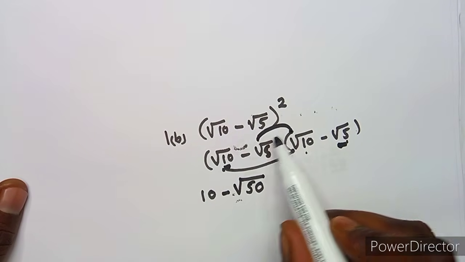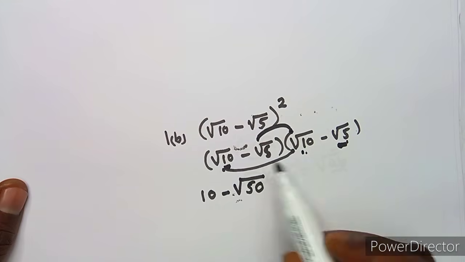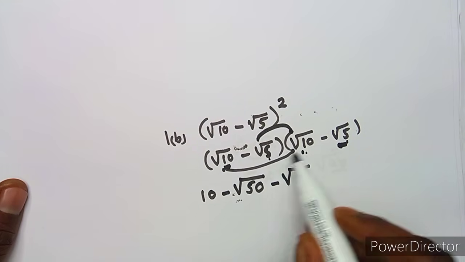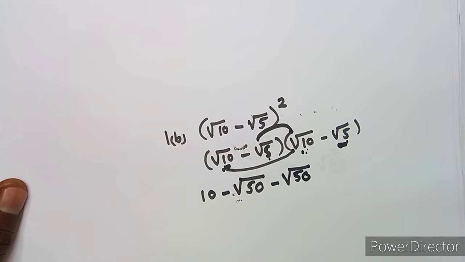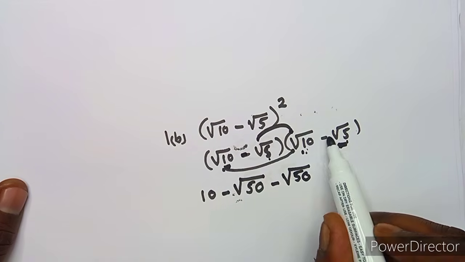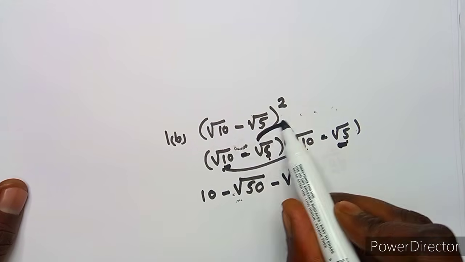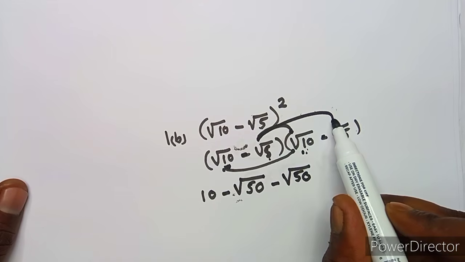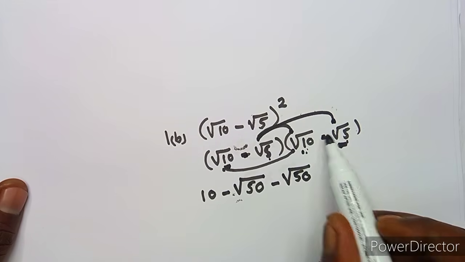We move on to this part here. We multiply minus square root of 5 and square root of 10, so it's minus square root of 5 times 10, which is 50 there. Then we've got minus and minus, because you are now multiplying this part by the other part here, which is negative and negative.